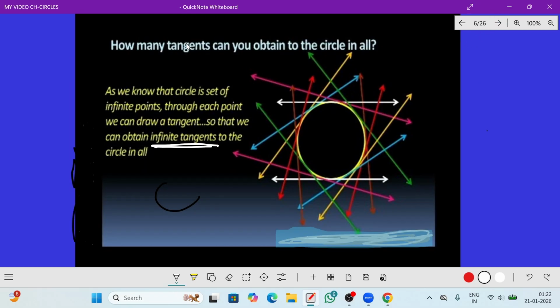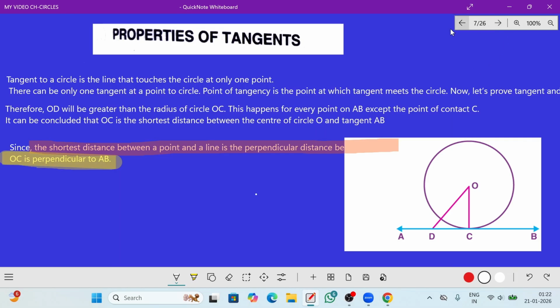Next, we can see how many tangents can be drawn to a circle. You know that a circle has innumerable points, a locus of points joined together to form a circle. So this circle has many points, and at every point you can draw a tangent. That is why we can draw an infinite number of tangents to a circle.